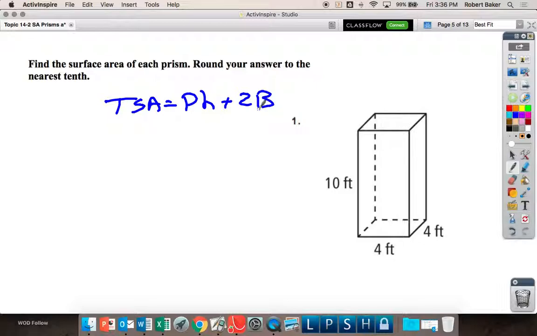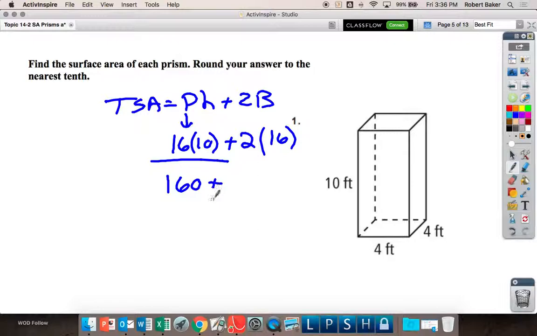So the perimeter of the base is 1, 2, 3, 4 fours, 16. The height of that square prism is 10. Plus 2 times the area of those squares. How do you find the area of a square? 4 times 4 is 16. So our lateral surface area is 160 plus the 2 bases is 32. That means our total surface area is 192 feet squared.